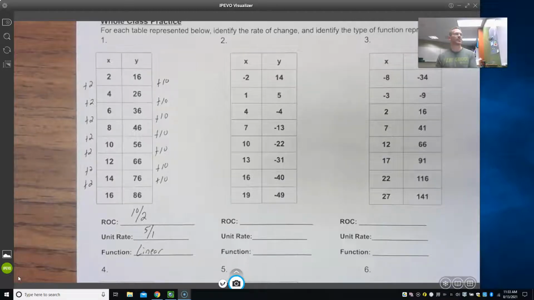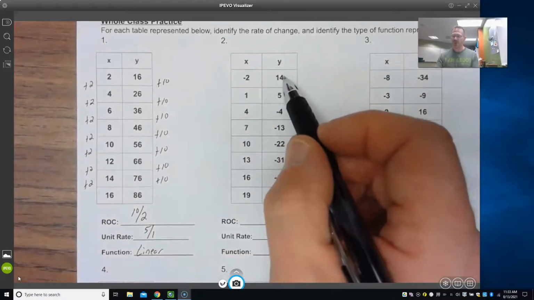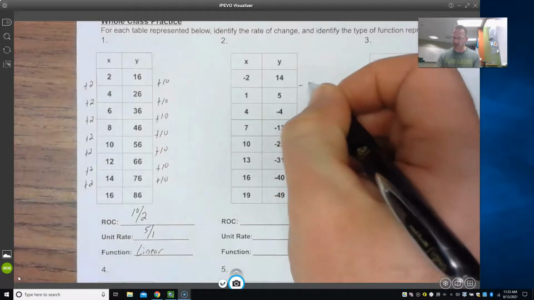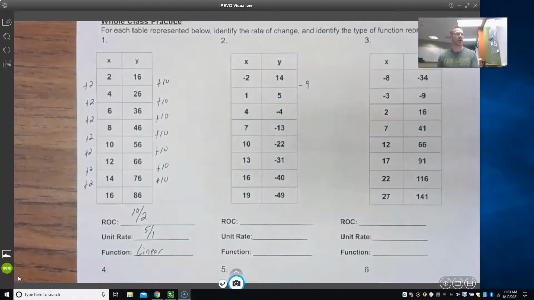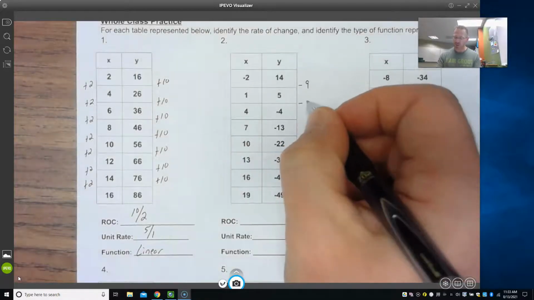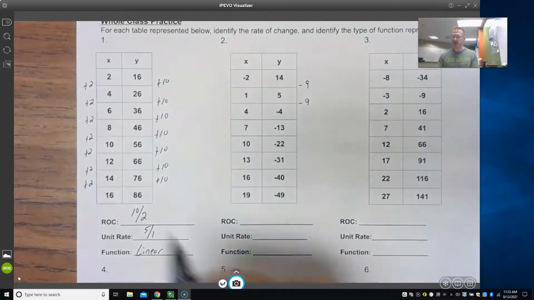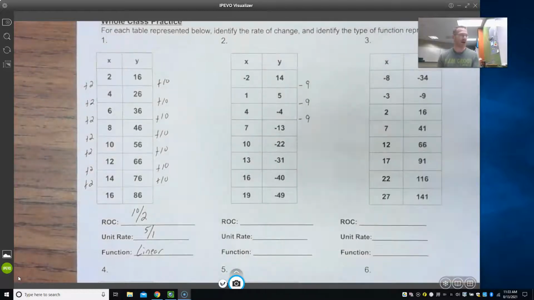All right, so now let's move on to problem 2. Let's look at what's the behavior here. Once again, we're going to start on the right side in that change in y. Notice this time I'm going from 14 to 5, so I went down 9 to start my change in y. 5 to negative 14, I go down 9 again. Negative 4 to negative 13, I go down 9.